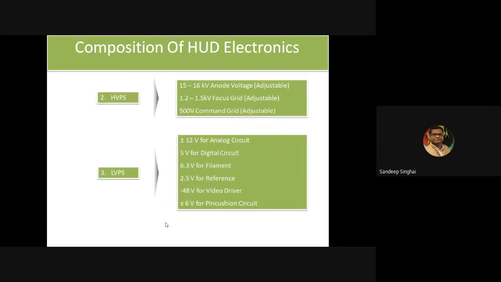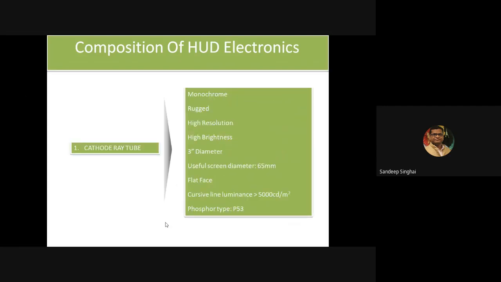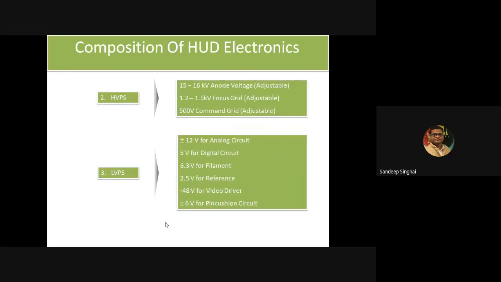This CRT is a very special one. It's just a 3-inch monochrome CRT. But the requirement of rapid decompression from 50,000 feet to 5,000 feet, and the level of brightness against the sun, against the open sky, make this particular type of CRT important, and it costs a lot. It's more than 3 lakh rupees.